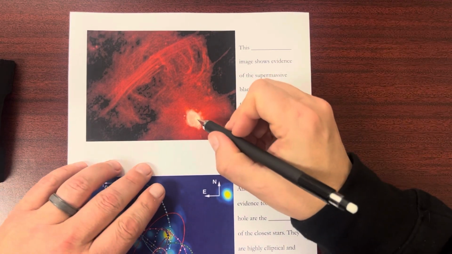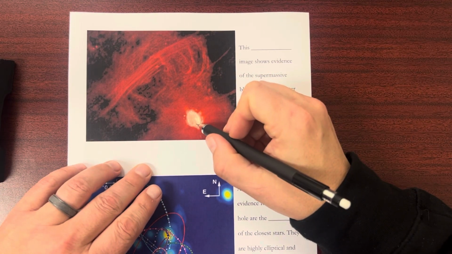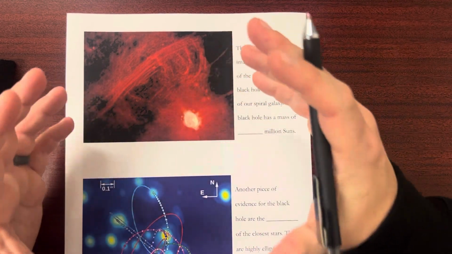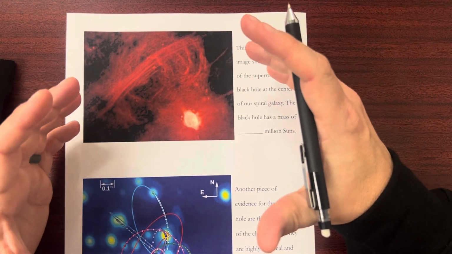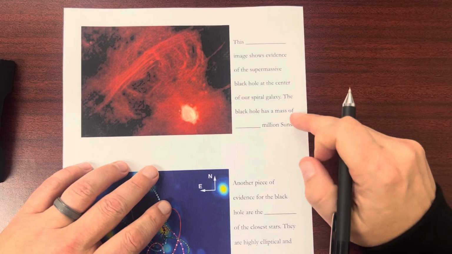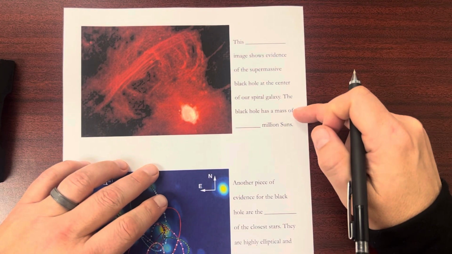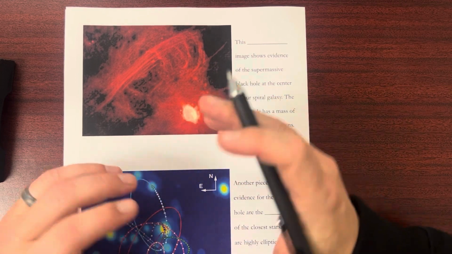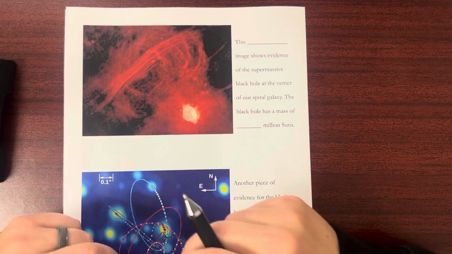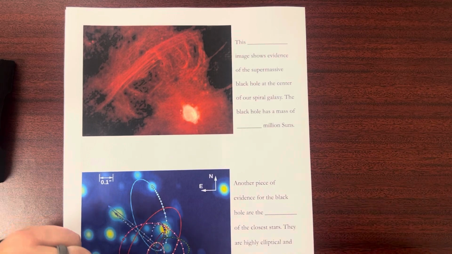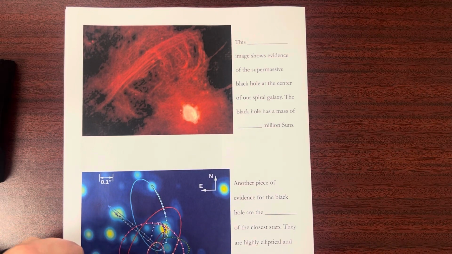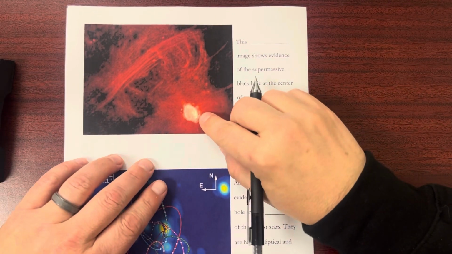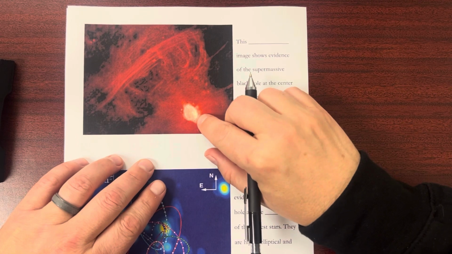And at the center of spiral galaxies, it's not just a normal black hole, it's a much, much bigger black hole. The black hole has a mass of 4 million suns. So the black hole at the center of our galaxy has a mass of 4 million of our own suns. And this is common. We've seen this in other spiral galaxies as well.